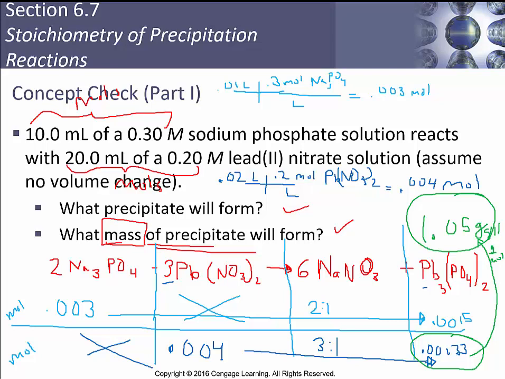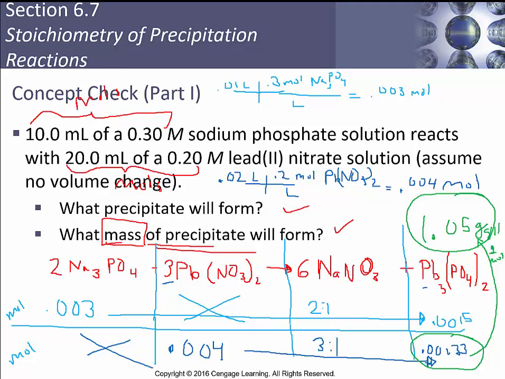That would be a good follow-up question: what is the concentration of the remaining sodium in solution? If I had to do that, I'd figure out how many moles of sodium I had. 2 times, I've got this many moles of my sodium phosphate. I would take this 0.003 times 3, and then I would need to divide that by the total volume, 10 milliliters and 20 milliliters, which gives me a total volume of 0.03 liters. So that would be a good follow-up question to do. If you want me to do one of those in office hours, I will gladly do that, or we can do that in class sometime. So feel free to ask.